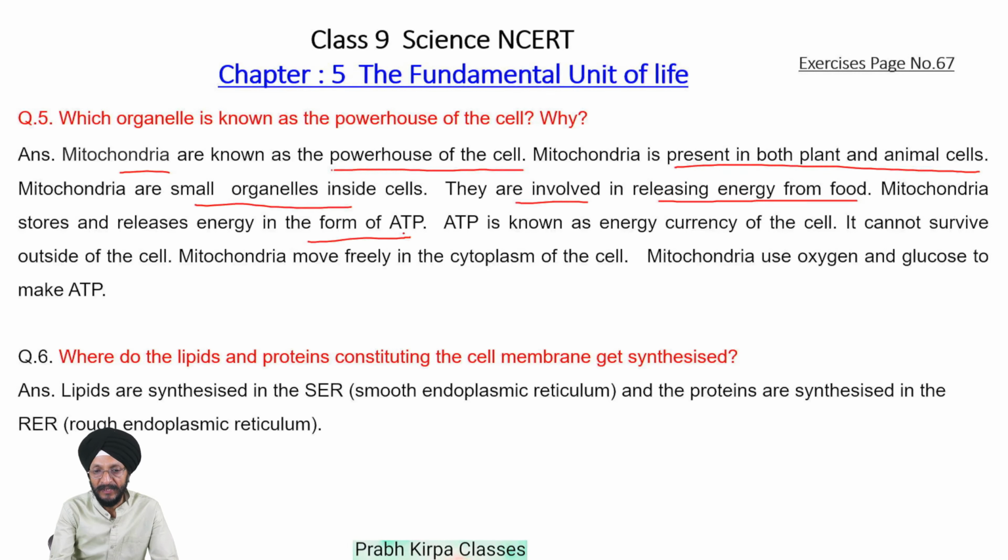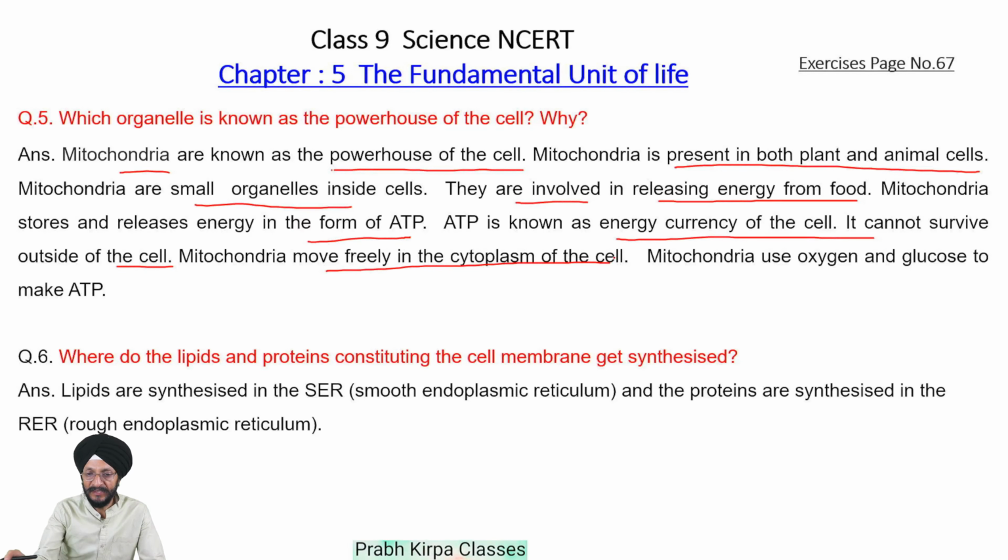What is ATP? It is known as the energy currency of the cell. Mitochondria cannot survive outside the cell. Mitochondria move freely in the cytoplasm, which is a gel-like fluid in the cell. Mitochondria use oxygen and glucose to make ATP.